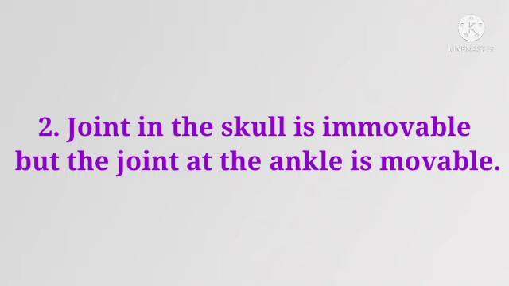The second question is, how is the joint in the skull different from the joint at the ankle? We already studied that the joint in the skull is immovable, but the joint at the ankle is movable. That is the difference between the joint in the skull and the joint at the ankle.